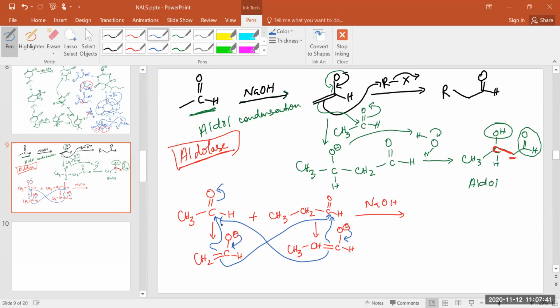So when we have different types of molecules, we'll see a mixture of products. Three different types of products. I showed you guys the arrows, so try to write all three products. Take this one as a home assignment.